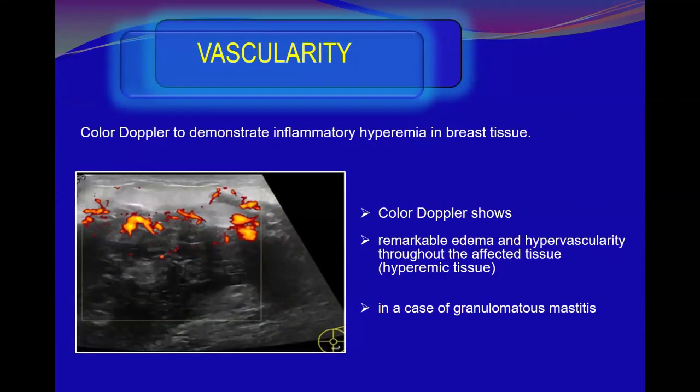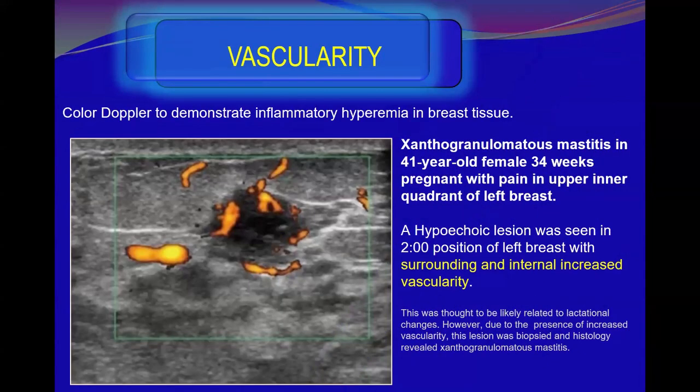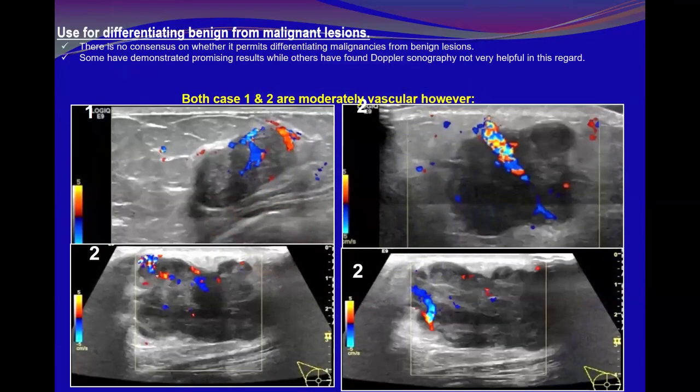And this is a case of granulomatous mastitis, okay? This is my patient having extensive hyperemia here surrounding this hypoechoic area, representing a hyperemic phlegmon. This is from the literature: hyperemia surrounding an abscess in a rare pathology, xanthogranulomatous mastitis. This is a rare type of inflammatory process in the breast.